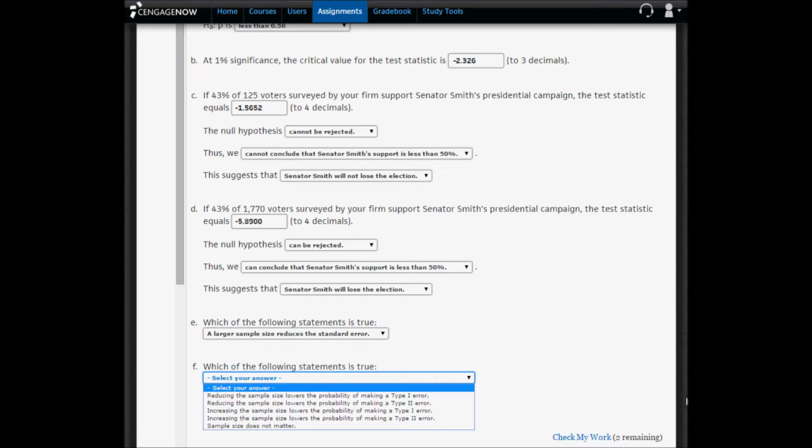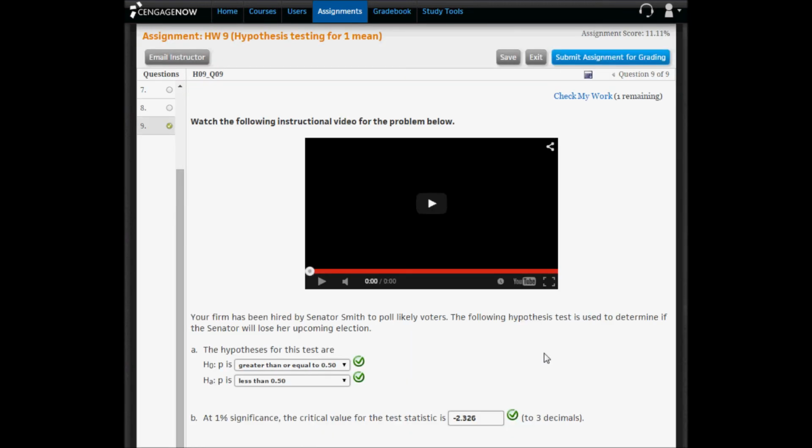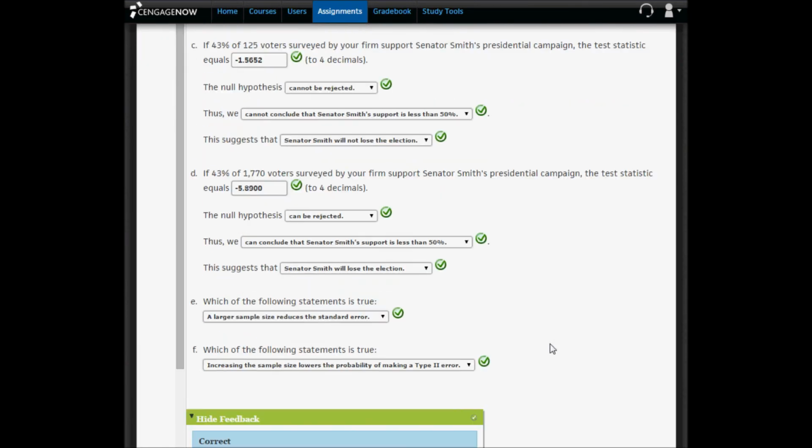In part F, we have to determine which of these statements are true. And 2 of the statements involve type 1 error. 2 of the statements involve type 2 error. To reduce the likelihood of making a type 1 error, you lower the value of significance. To reduce the probability of making a type 2 error, you can increase the sample size. So the answer here to part F is increase in sample size lowers the probability of making a type 2 error. Now I'm going to check my work and we should get all the answers correct. And we do.